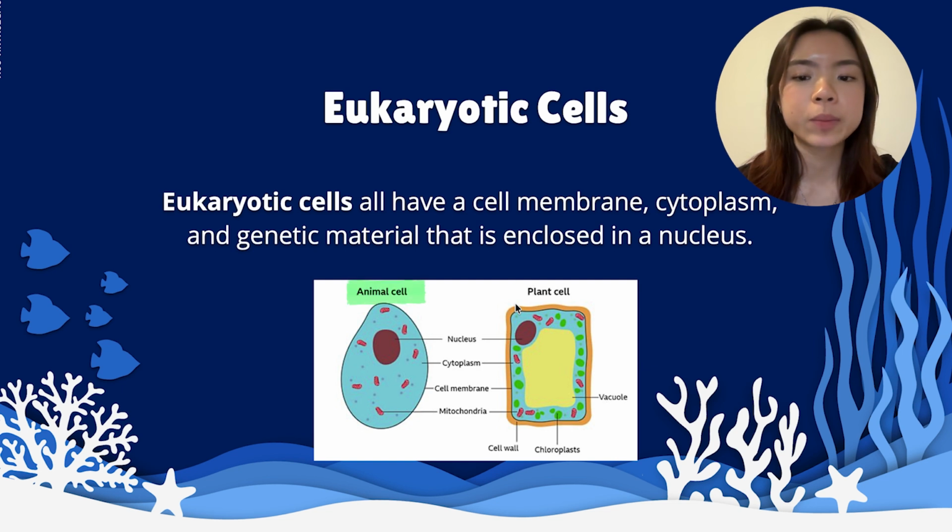And animal and plant cells, which we can see in the diagram here, so we've got the animal cell on the left and the plant cell on the right. These are examples of eukaryotic cells.